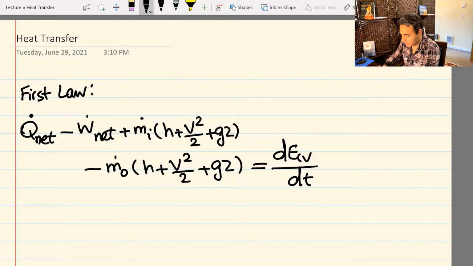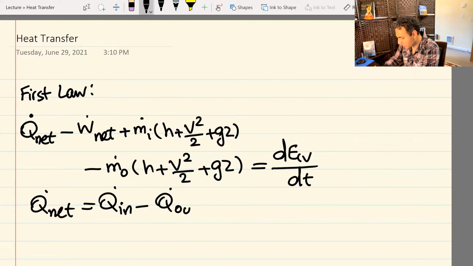In this case, Q dot net is Q dot in minus Q dot out. Why? Because if you remember in thermodynamics, when you calculate heat transfer, if the net amount of heat transfer entered the system, we call it positive Q. Like, hey, Q is plus 2 kilojoules. As you know, the system gained some heat.